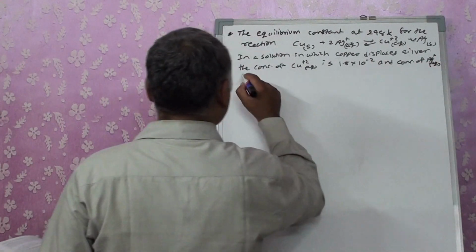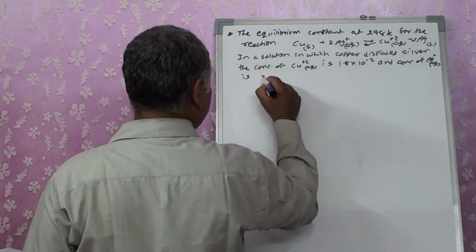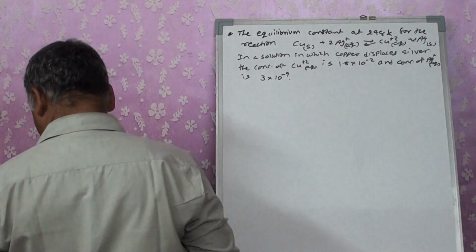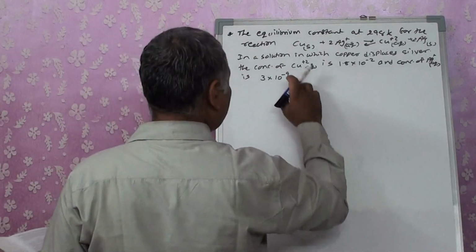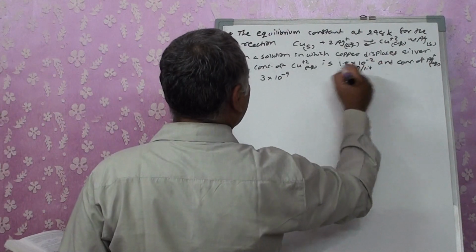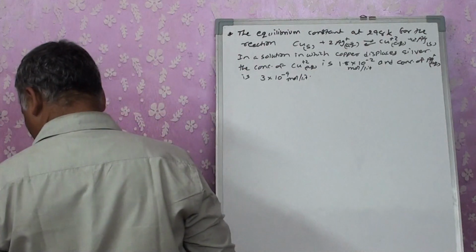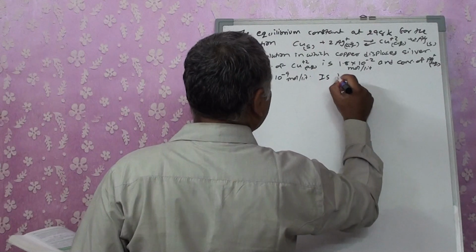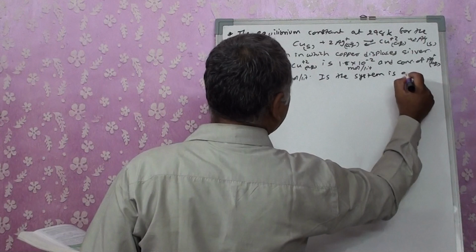These are given in terms of mole per liter. Is the system at equilibrium?